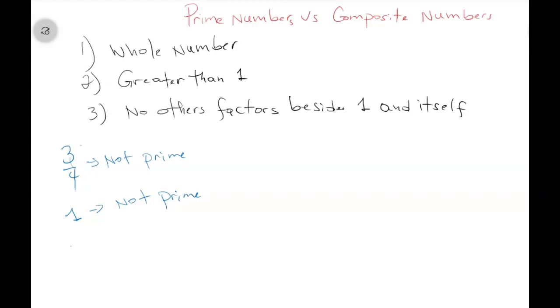What about 2? Is 2 a whole number? Yes, 2 is a whole number. Is 2 greater than 1? Yes, 2 is greater than 1. Does 2 have any other factor besides 1 and itself? Is there any other number you can divide 2 by and get a whole number? Let's check. We know 2 divided by 1 is 2, so 1 is a factor of 2. And 2 divided by itself, 2 divided by 2, is 1, so 2 is a factor of 2. Is there any other factor of 2? No, there is nothing else that can divide 2 to get a whole number. So 2 only has 2 factors, 1 and itself. Therefore, 2 is a prime number.